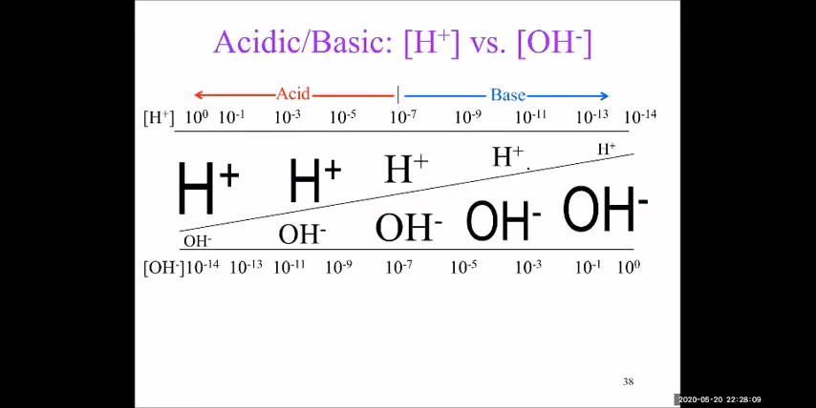And so if you visualize a scale, neutral is where these two are equal in amount, which equals 10 to the -7. And because these two concentrations multiply to give me 10 to the -14, that means if one goes up, the other goes down. So when we have a lot of acid, the hydroxide will be very small. If there's very few hydrogen ions, then you have a huge amount of hydroxide in the solution.